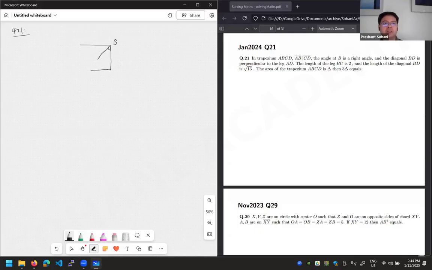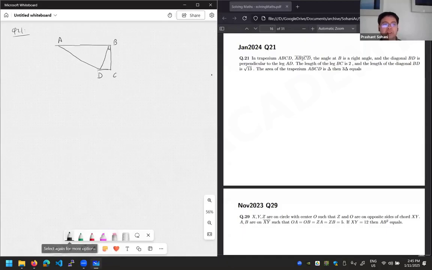If somebody draws the diagram like this, there's nothing wrong with it, but it looks like a 45, 45, 90 triangle, which is not given. So you might be misleading yourself with some information. So it's always better to draw it in a more general way, maybe something like this. Now we have all the information established. So ABCD is like this.